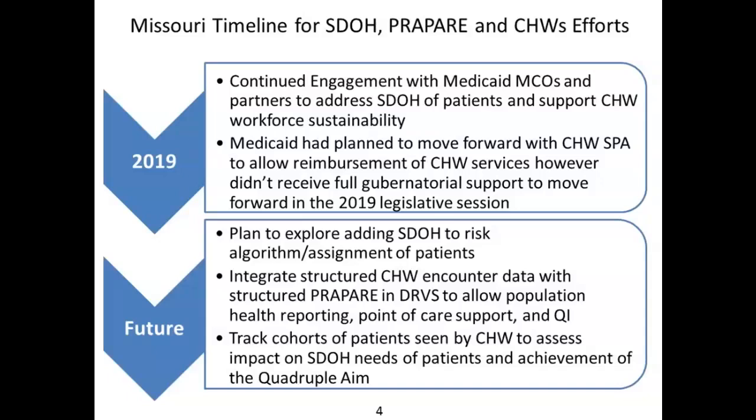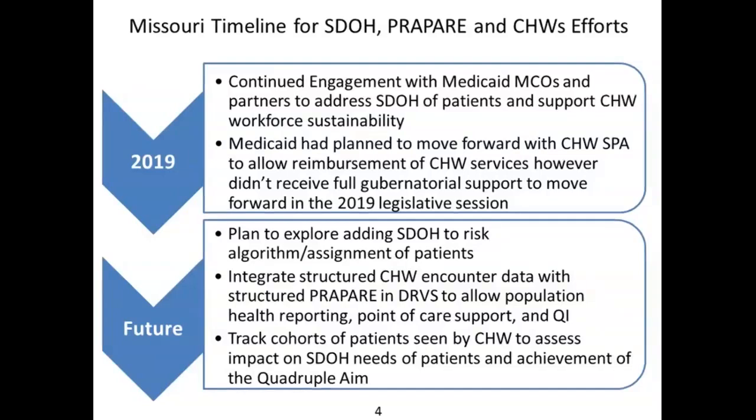We also hope to incorporate some of the encounter information of what those community health workers are doing with patients into some of our structured documentation. And also we hope to track some cohorts of patients to see how their social determinants of health needs and achievement have really helped with the quadruple aim. So that's all I have.